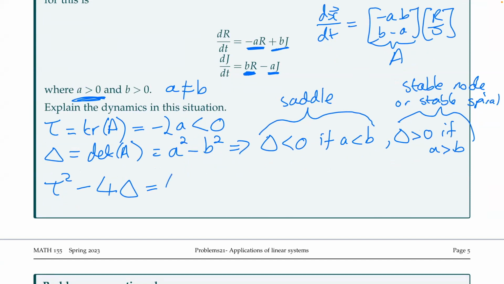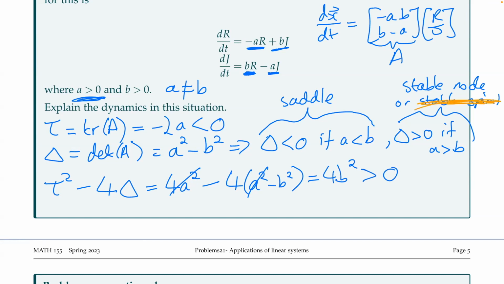So we're going to have tau squared, so it's going to be 4a squared minus 4 lots of a squared minus b squared. So if you expand this out, this 4a squared here is going to cancel with this 4a squared here. The minuses for the b's are going to cancel. So this just gives us 4b squared, which is positive. That means that we have two real distinct eigenvalues, which means that this can't be a stable spiral.